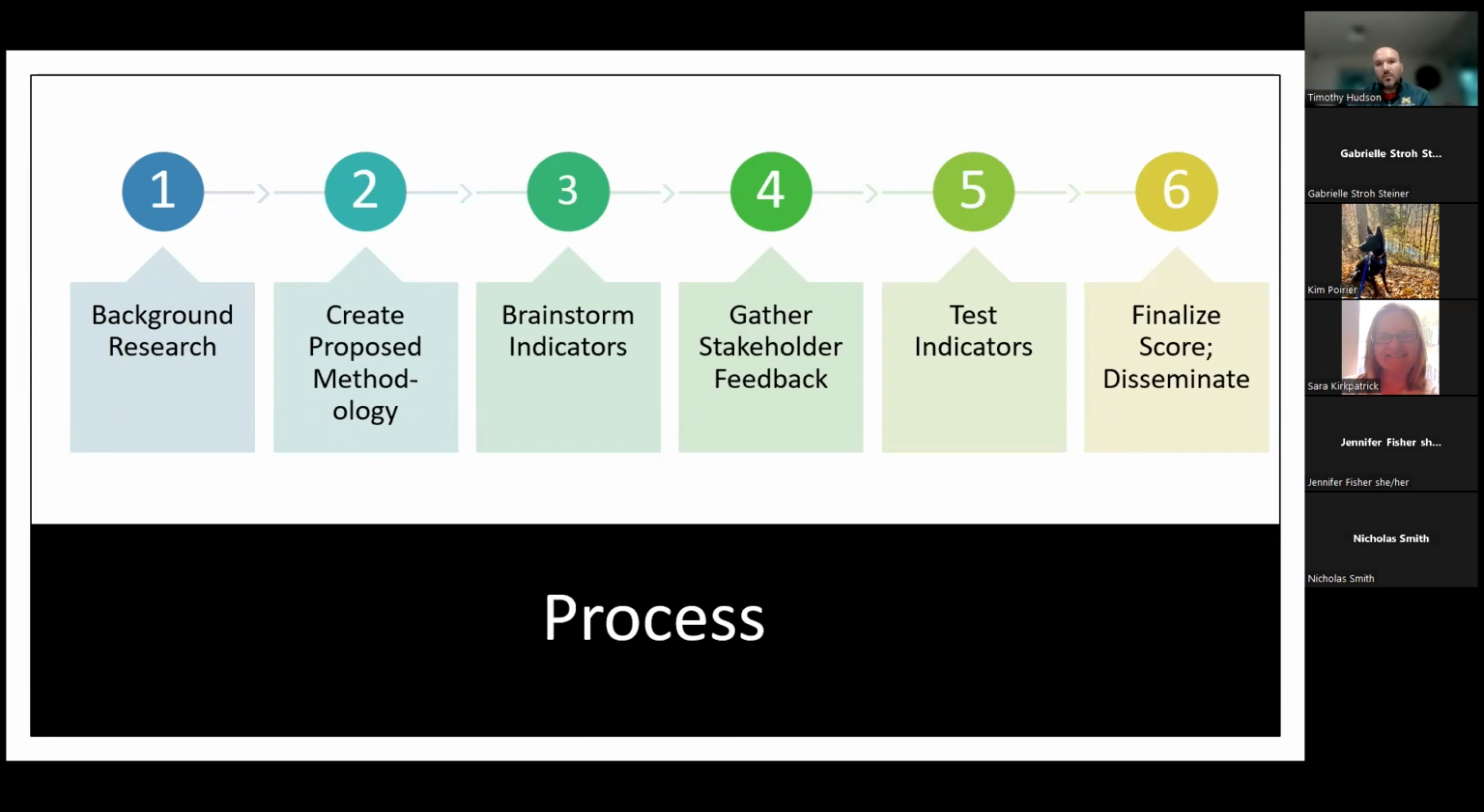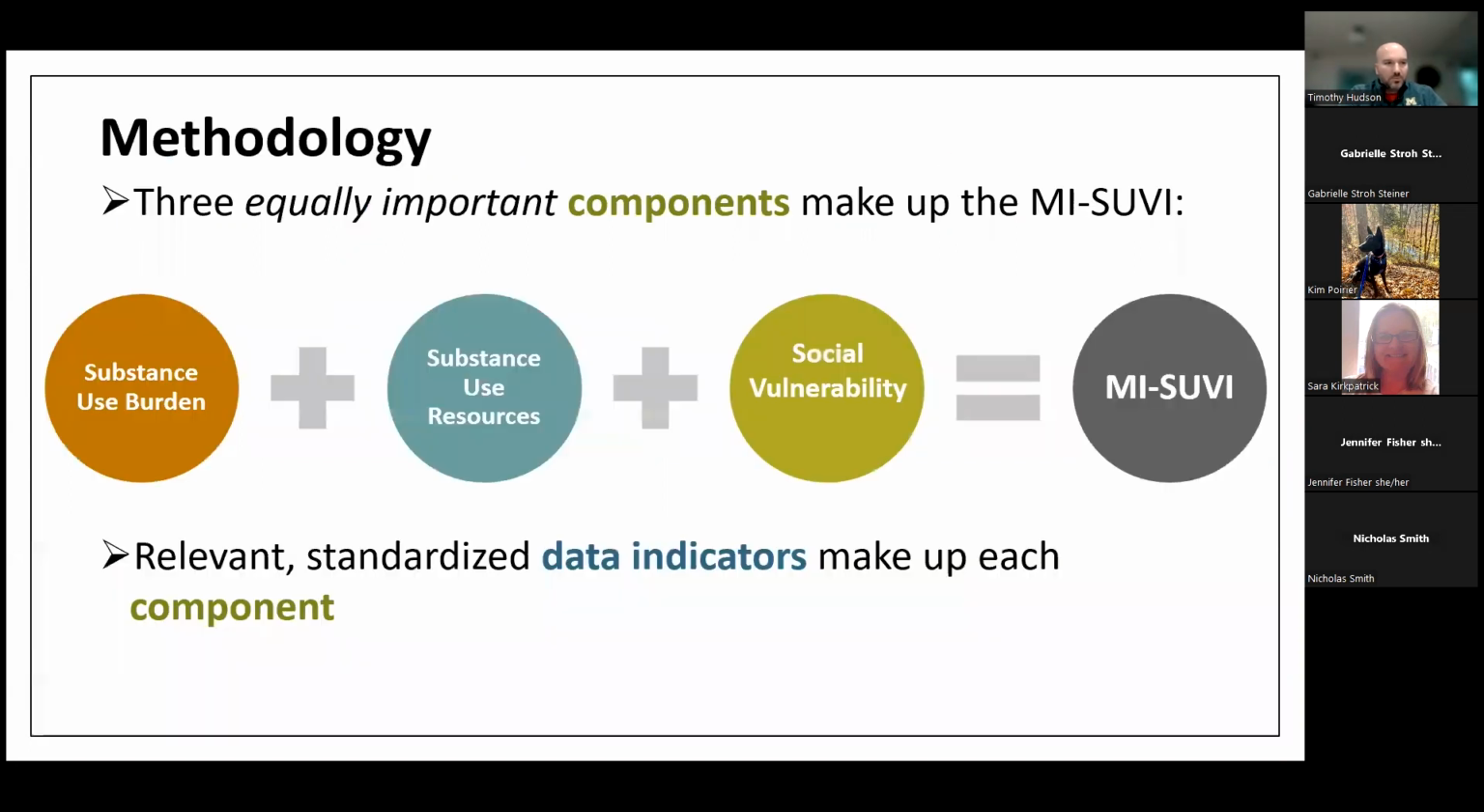And many of you were probably on those meetings where we asked for people's feedback. We asked what they thought about the methodology and for more input on the data that we should include in the indicator list. Once we had this massive list of indicators, we tested them and decided on the final list, and then we created the score and disseminated it.